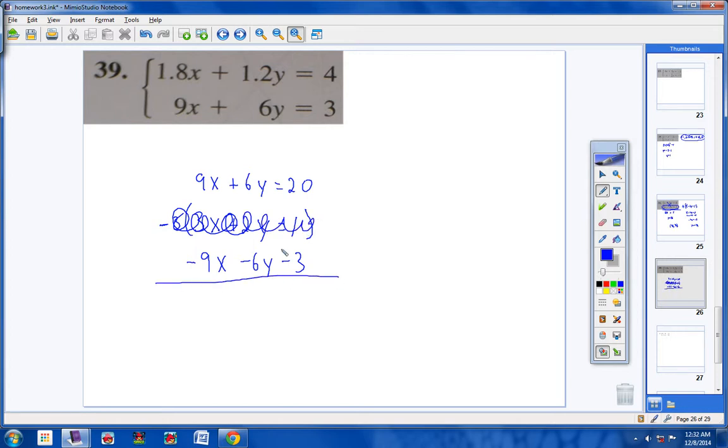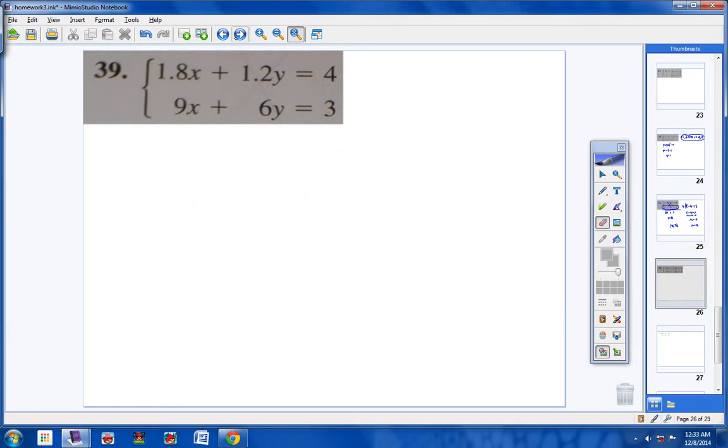Let's add these two equations together. Hey, look what happens. Your x's cancel, your y's cancel. You're left with 0 equals 17. Now remember, students, if you would have been left with 0 equals 0, then the answer is infinite solutions, okay? But in this case, we're left with 0 equals 17, so the answer is simply no solution. If you were to graph these two equations, they would not intersect anywhere, okay?